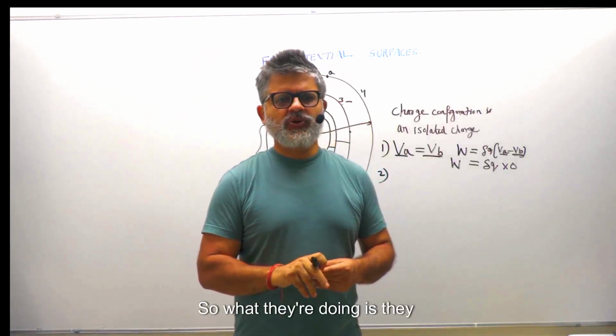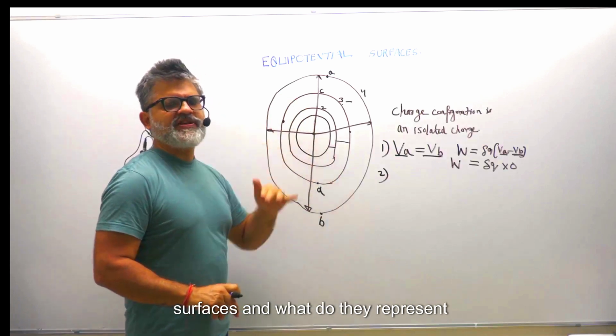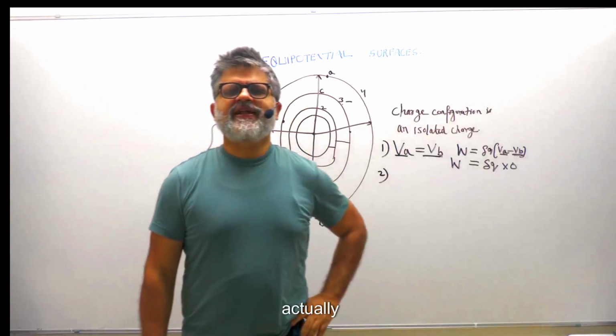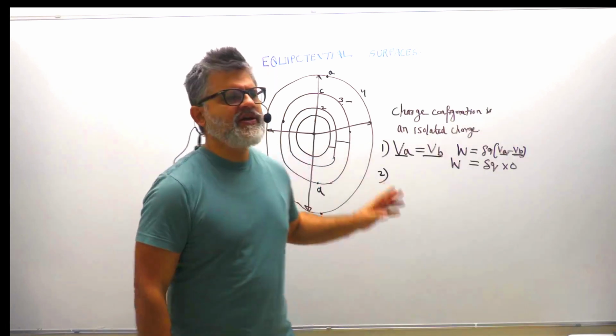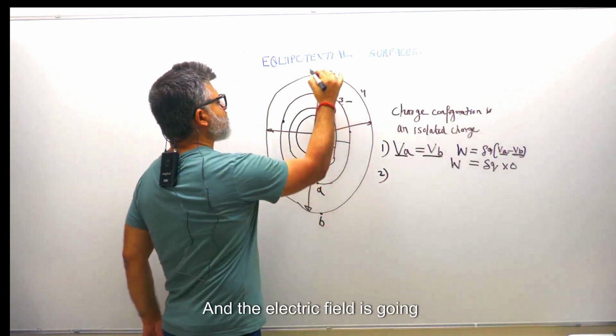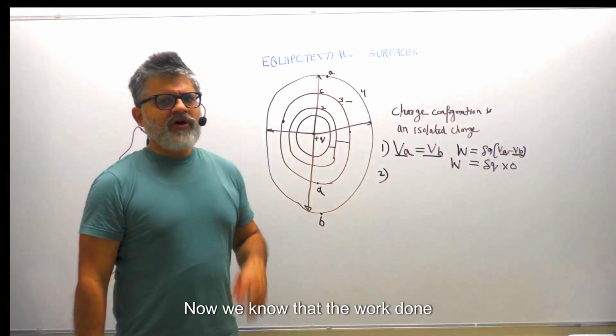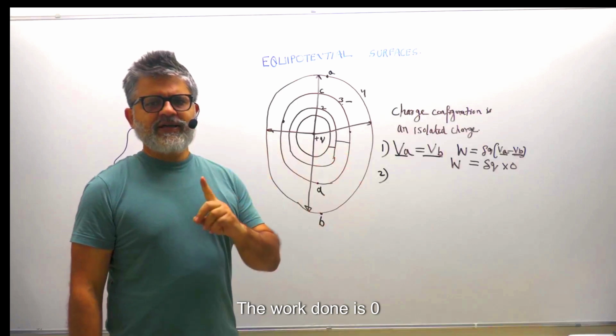What they are doing is cutting across the equipotential surfaces. And what do they actually represent? They represent the direction of the electric field. So this is a positive charge, and the electric field is going like this. Now we know that the work done is zero.